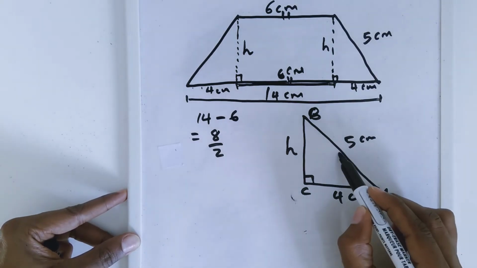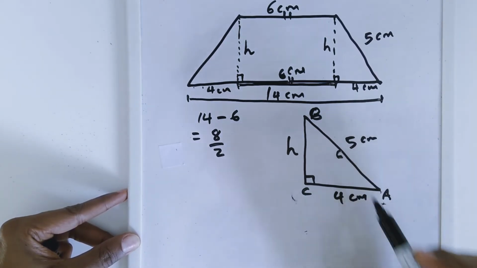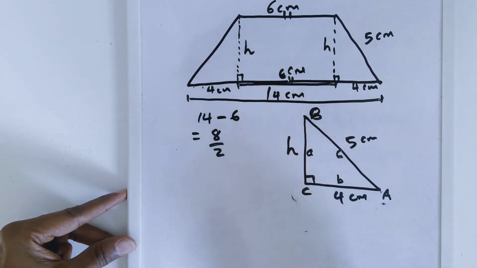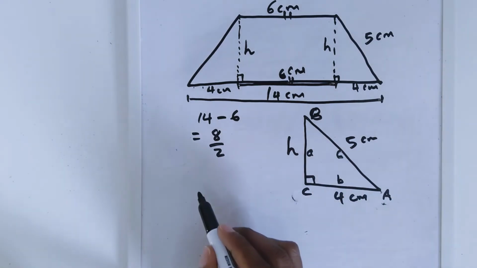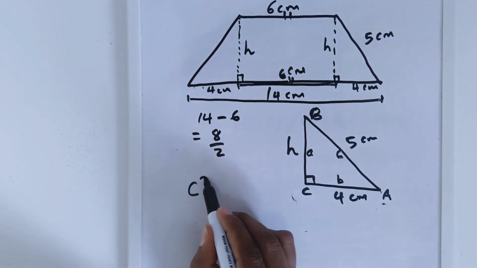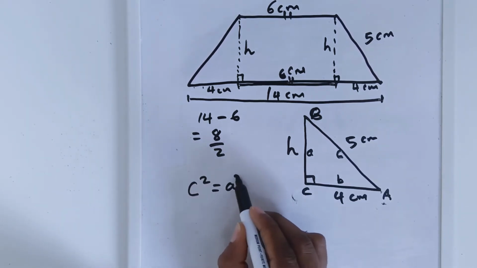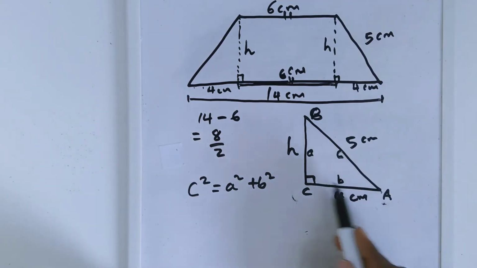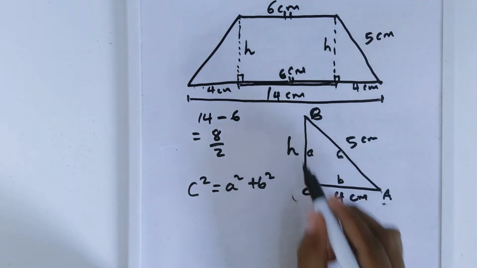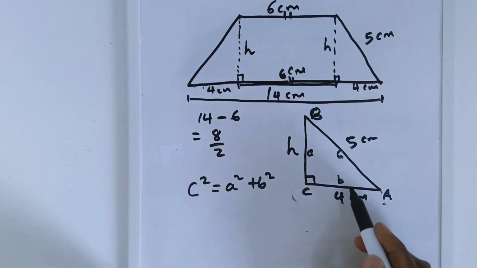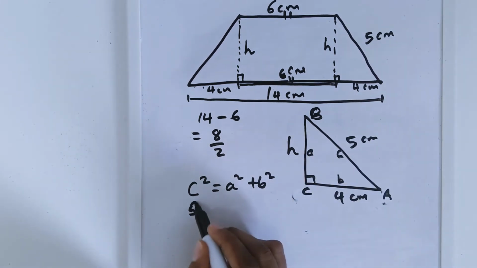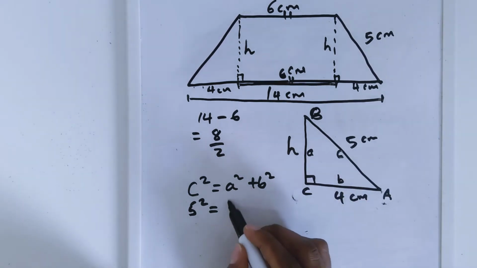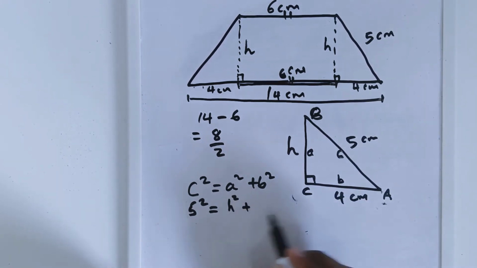So let's say this side is C, this side is small b, and that's A. The relationship is such that C squared is equal to A squared plus B squared. What is our A in this case? We don't have it. That is the height we are looking for. Our C is 5. 5 squared is equal to A squared, that's H squared, plus B squared.